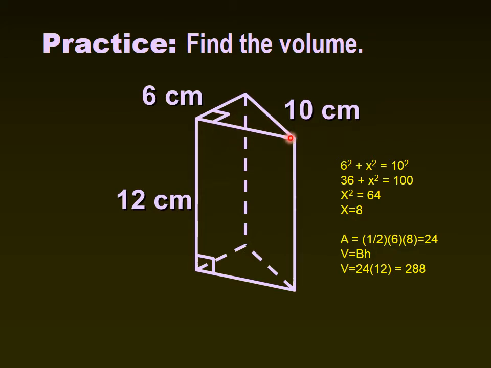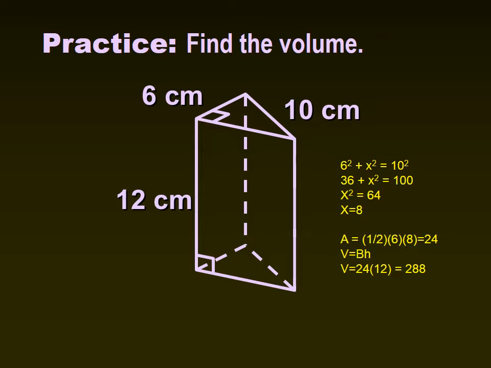So we had to use the Pythagorean theorem, right? 6 squared plus x squared is equal to 10 squared. So 36 plus x squared equals 100. Subtract 36, square root, you get x equals 8. So we now know that the height of the triangle is 8. Now we figure out the area, which is base times height divided by 2. So 6, which is our base, times height, which is 8, divided by 2, gives us 24. Okay, so the area of the triangle is 24.